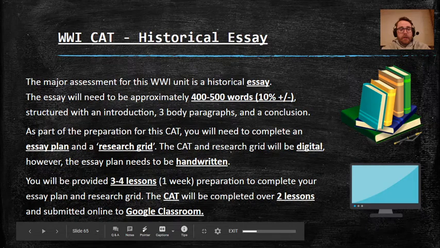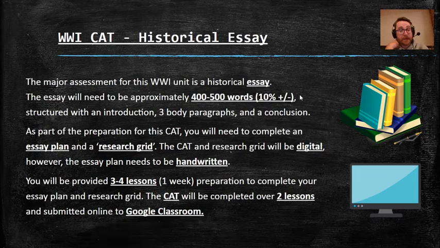Next slide. Alright then, so the major assessment for this World War I unit is a historical essay. Before I get 100 emails and questions about this, the word limit is 400 to 500 words, so it needs to be approximately 400 to 500 words. That little 10% there, you will see when you get into university and start doing essays in uni. That means that you can go 10% over or 10% under the word limit and you'll still be fine. So 400 to 500 words, plus or minus 10%.